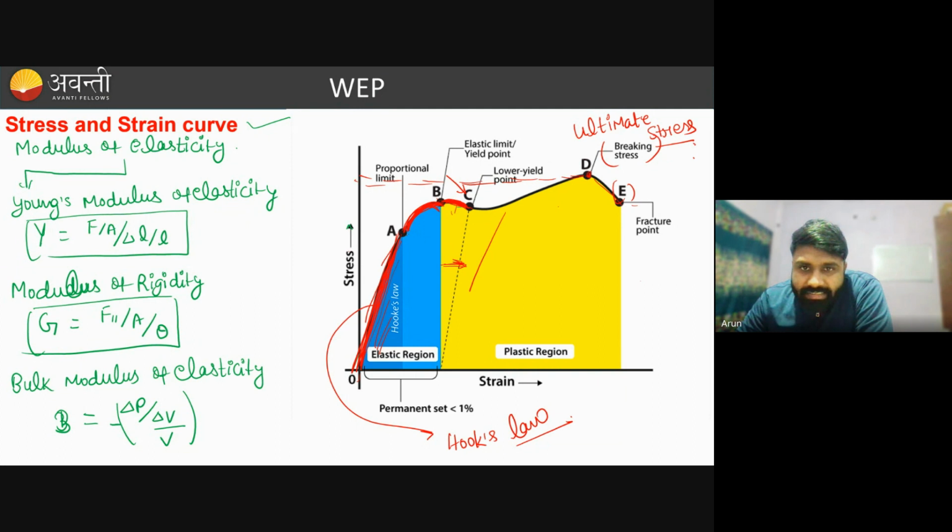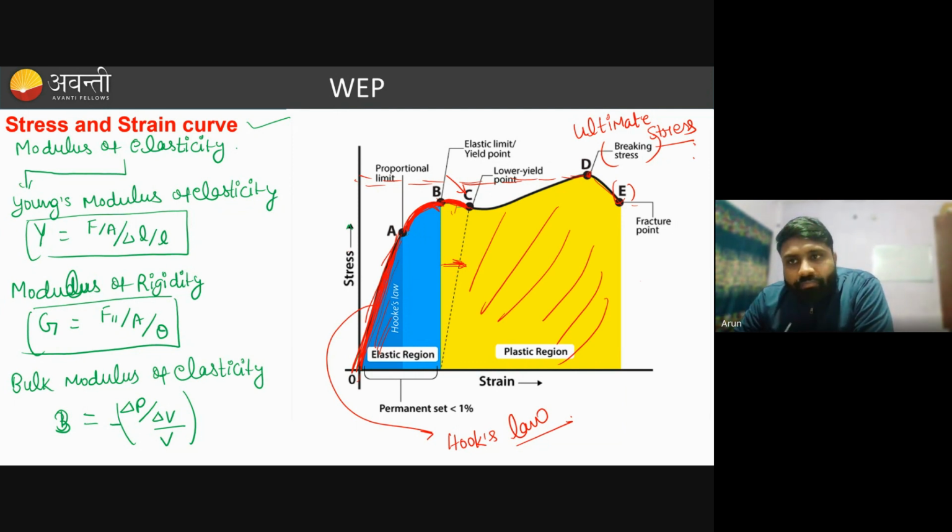Now, this region is termed as the plastic region. Now, what is plasticity? When you apply a force and disturb the dimensions of a particular body, and after removal of that force, the body is not capable of regaining its original shape, that behavior or that property of a material is termed as plasticity.